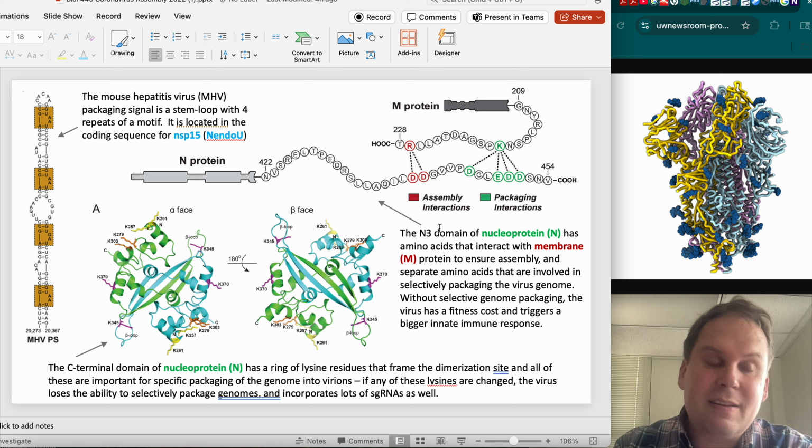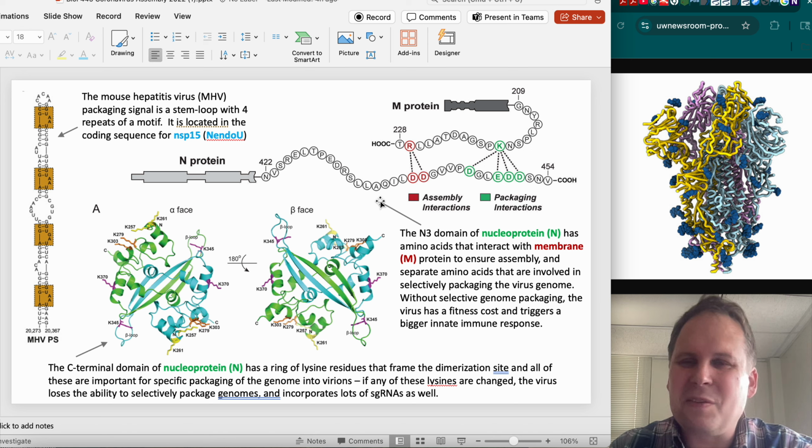It may work a little differently for other coronaviruses, like maybe the acidic amino acid is here and the basic ones are here. It would still make the same salt bridge. The virus probably wouldn't care, but there's no way to tell from alignments.